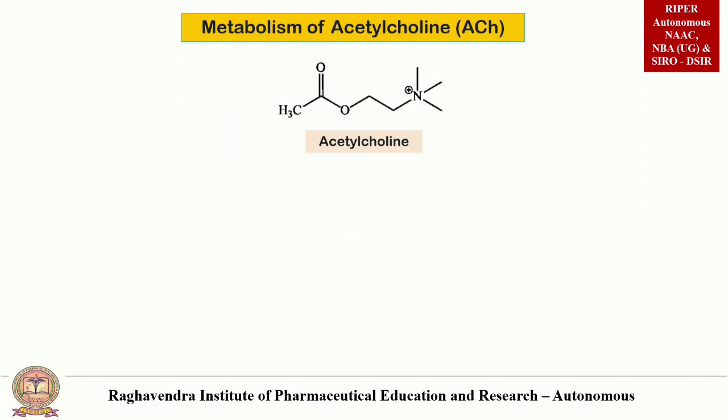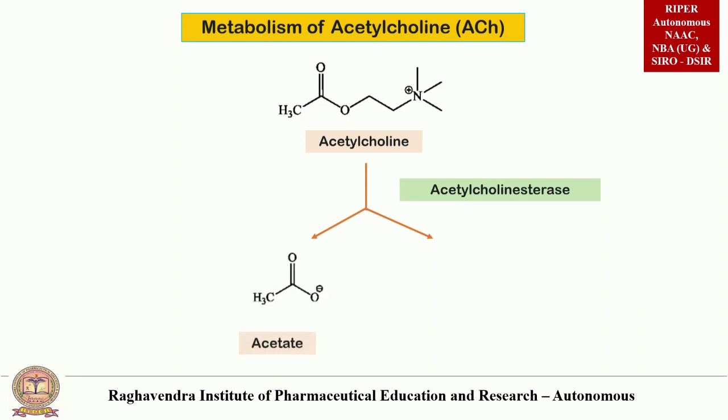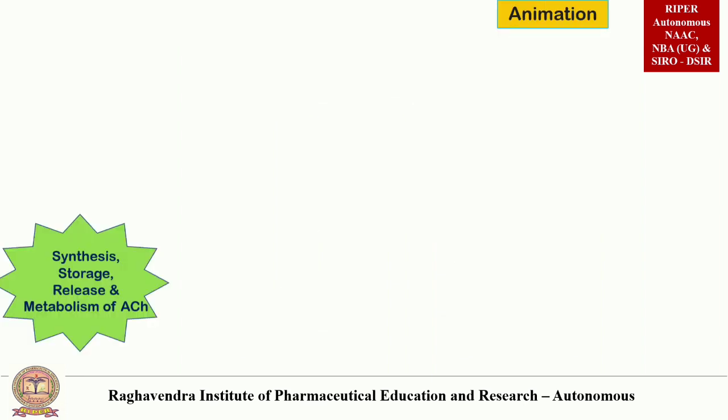Let us see metabolism of acetylcholine. When we observe the structure of acetylcholine, it contains ester linkage. This ester linkage can be broken down or hydrolyzed with the help of esterase. So, acetylcholine in presence of acetylcholinesterase gets hydrolyzed into acetate and choline. This metabolism occurs at synapse.